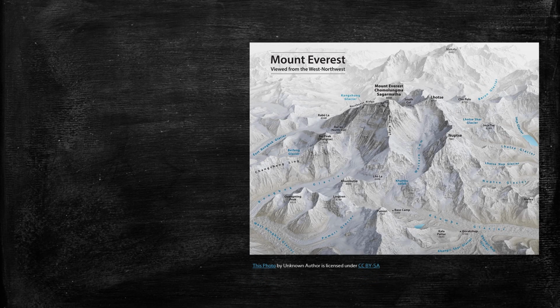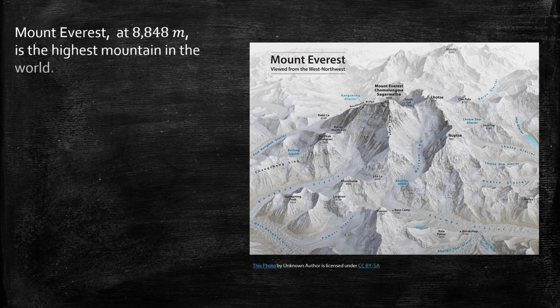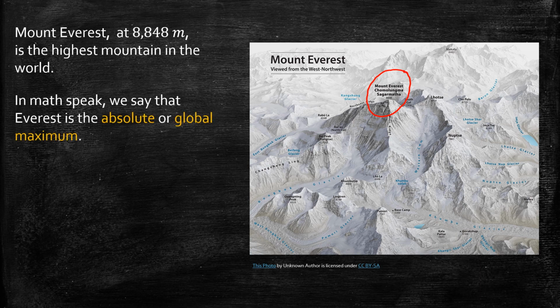So let's begin by establishing some vocabulary. Here we have a picture of the Himalayas, and as we all know, the highest mountain in the world is Mount Everest at 8,848 meters. And being the highest mountain in the world, we have a special term for that. We say in math speak that Everest is the absolute or global maximum. Absolute maximum, the highest mountain in the world, and global makes sense when we're talking about the world as well. But this also applies to functions.